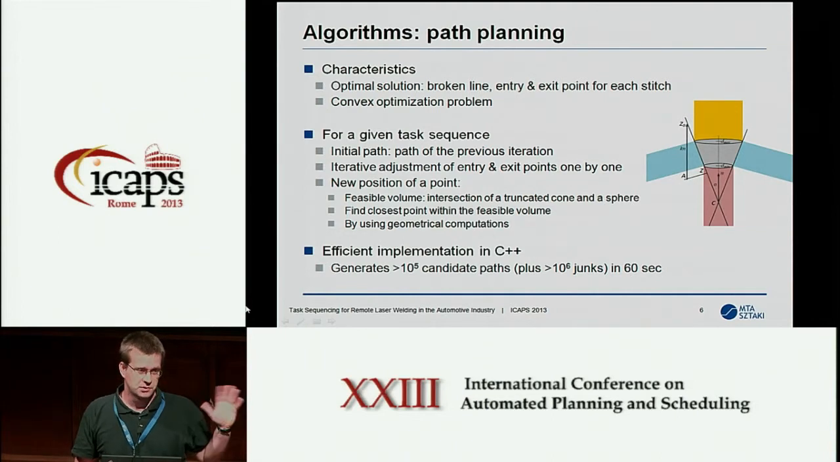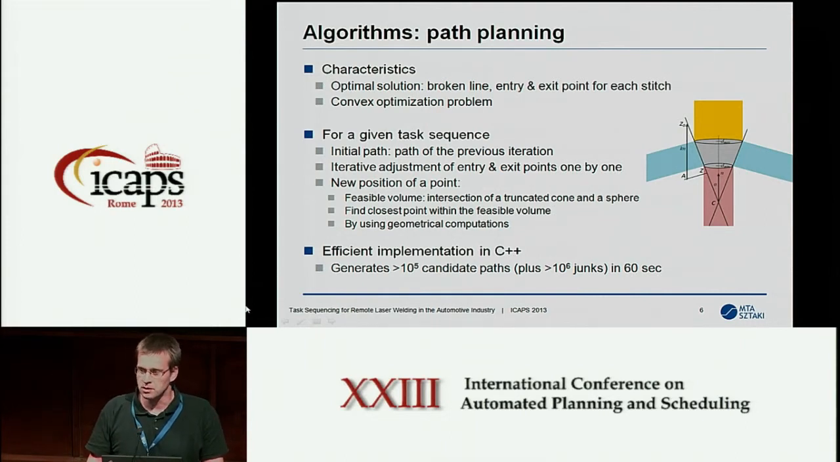So this way, this is a rather simple path planning problem. It is a convex optimization problem. So we can hope that if we make an iteration of local adjustments, then it will converge to a global optimum. And this is exactly what we will do. In each iteration, that is for each candidate task sequence, we will depart from the path belonging to the previous iteration. This is a feasible path.